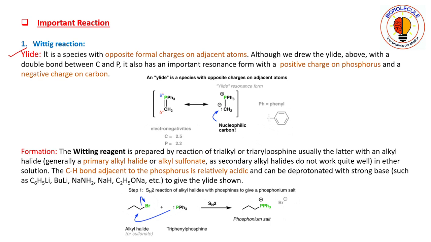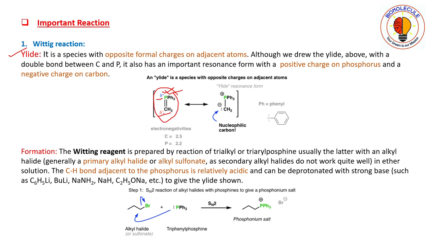Okay, so this species over here is the phosphorus ylide, since the carbon atom is doubly bonded to a phosphorus atom. Now, as you can see in this compound, the carbon atom bears a partial negative charge, whereas the phosphorus atom bears a partial positive charge.